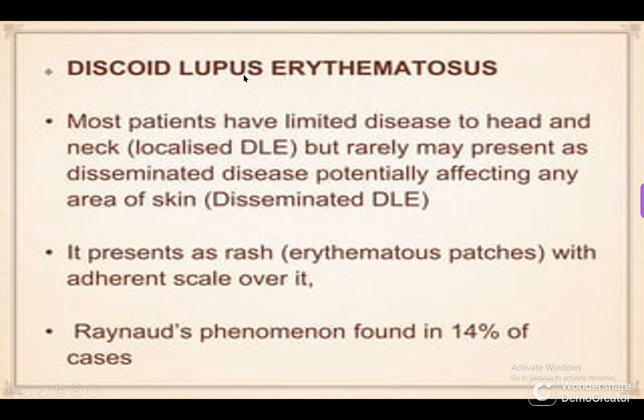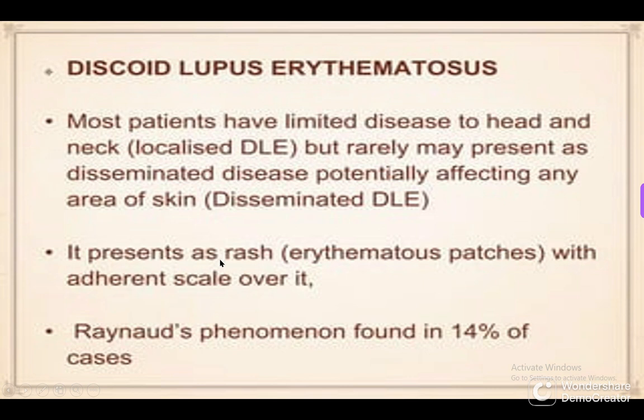Now, first of all is discoid lupus erythematosus. Most patients have limited disease, limited to the skin, probably the head and neck. It is a localized type of discoid lupus erythematosus, but rarely it may present as disseminated disease, potentially affecting any area of the skin. That is called disseminated DLE. It is the conversion of discoid lupus erythematosus into systemic lupus erythematosus.